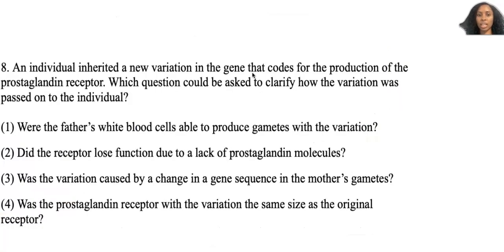Finally, question number 8. And again, I'm going to begin by annotating those keywords that I recognize. Variation means differences. And then I'm trying to figure out which one of these questions could be used to figure out how variations get passed on from individuals. So I'm thinking, okay, passed on, that immediately means that we get the genetic information from our parents. So I'm looking between choices, and I'm going to start off with number 1, where a father's white blood cells are able to produce gametes with the variation.